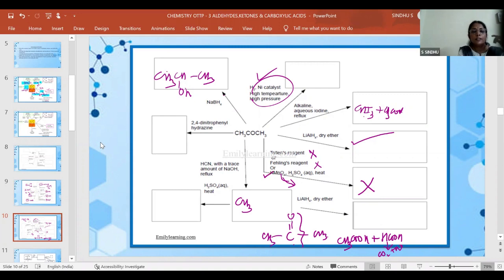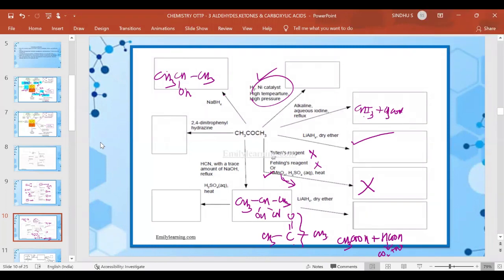Coming on to this one with HCN, what are we getting? Cyanohydrin. Yes, we get cyanohydrin. Cyanohydrin again, lithium aluminium hydride, yes. The cyanide became amine, ma'am. Yes, the cyanide alone gets reduced, no? This part will get reduced. So we are going to get CH3, CHOH, and we get CH2NH2. Right, this is what we'll be getting, right?